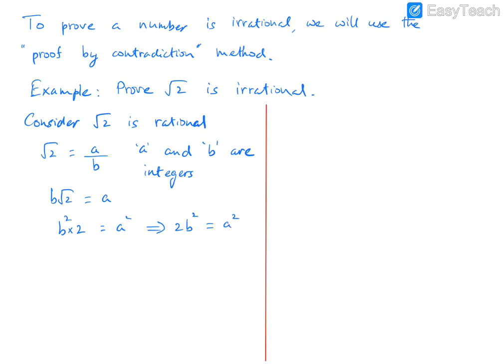Now, by looking at this expression 2b square equals a square, we can deduce that a square is divisible by 2. So since 2b square is equal to a square, it means that a square is divisible by 2. So if a square is divisible by 2, it follows from the previous theorem that a is also divisible by 2.